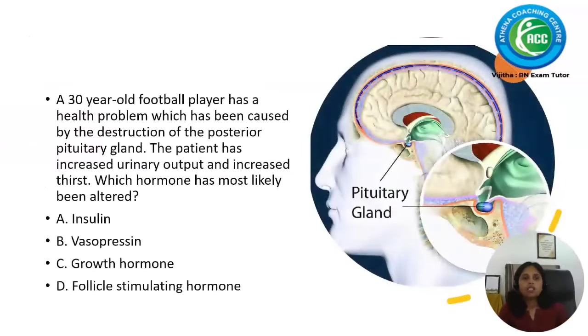Next question. A 30-year-old football player has a health problem, which has been destruction of the posterior pituitary gland. The patient has increased urine output and increased thirst. Which hormone has most likely been altered? The pituitary gland is situated at the base of the brain, and following damage to it, the patient developed increased urine output and increased thirst.